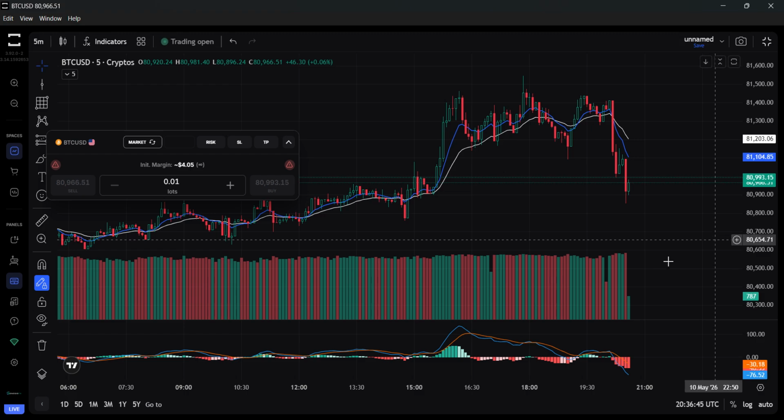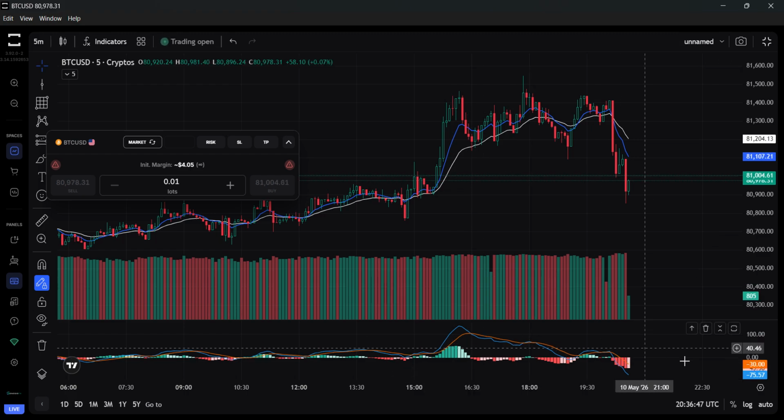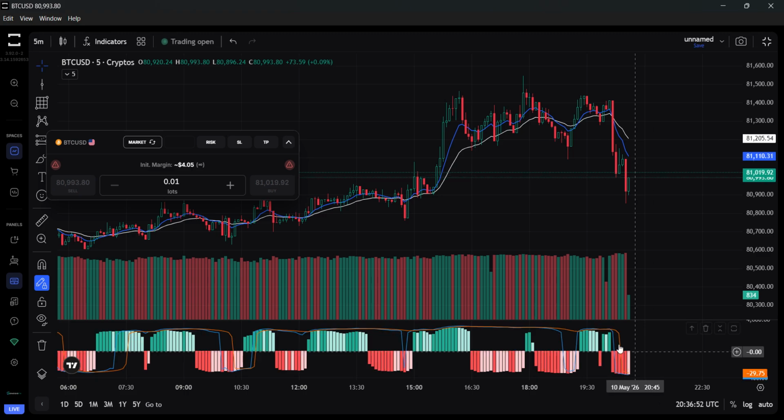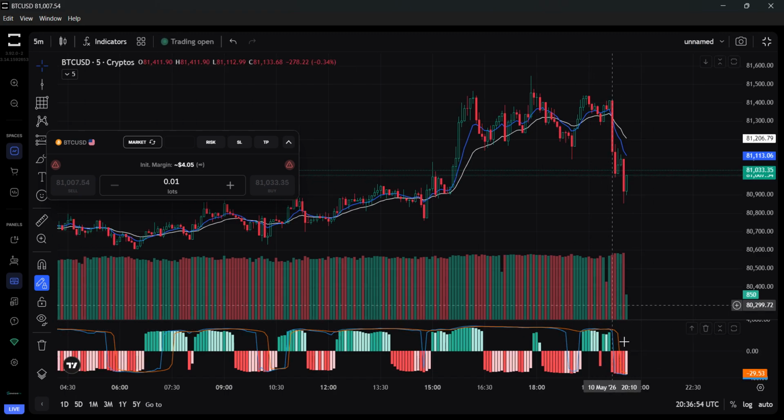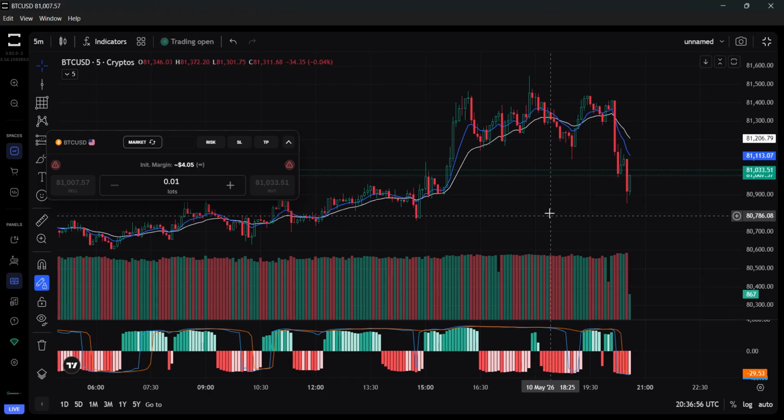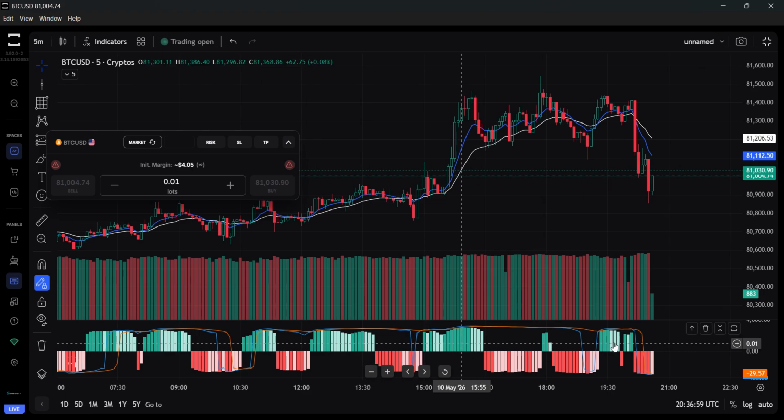Let me show y'all something real quick. So I just added the MACD down here. What you want to do on TradeLocker, which is what I'm using, come down here and press the L. Now you can see the screen perfectly. So now you can see the MACD perfectly. As we can see right here, we're going into a downtrend, right? The MACD is flipped over.